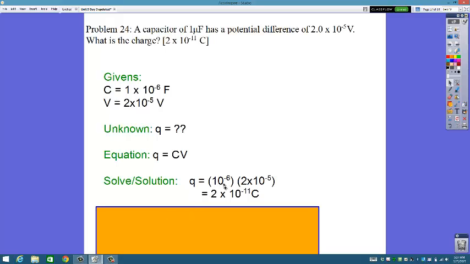1 times 10 to the negative 6 times 2 times 10 to the negative 5th becomes 2 times 10 to the negative 11th. We drop the 1 out on this term because anything times 1 stays itself, so 1 times 10 to the negative 6th is really just 10 to the negative 6th. And then make sure you add your unit of charge.